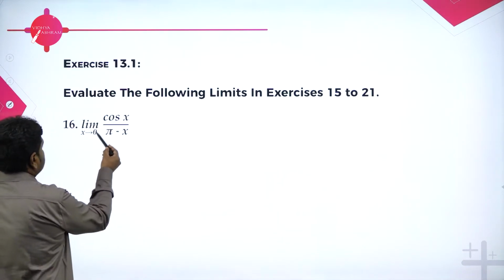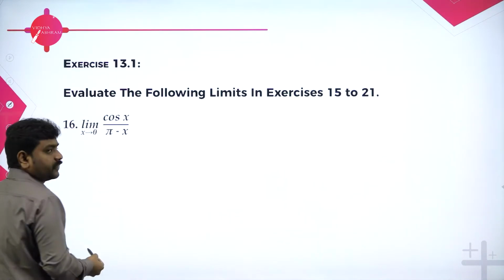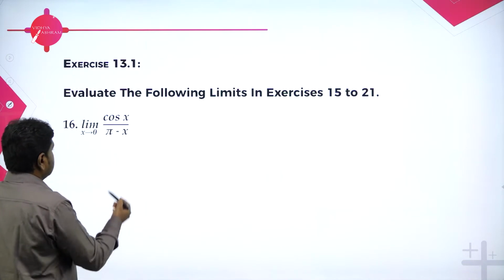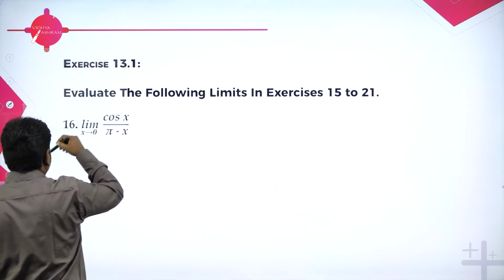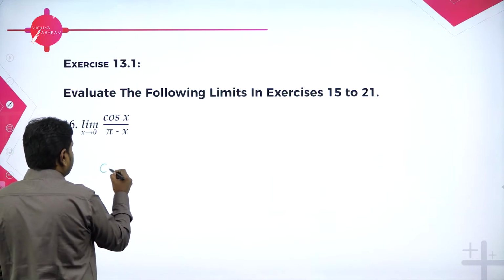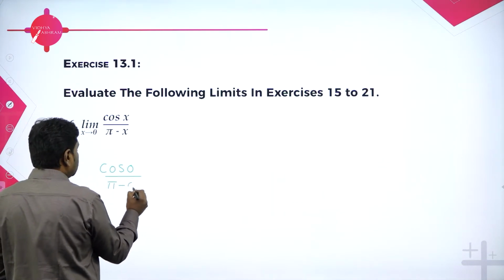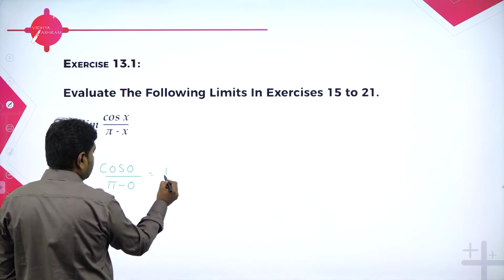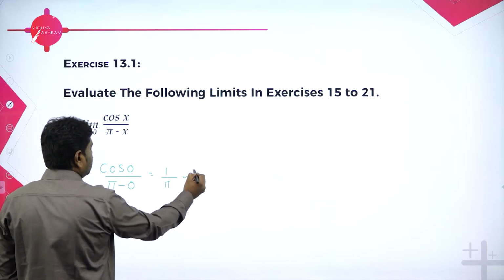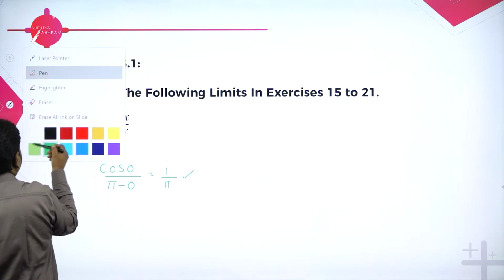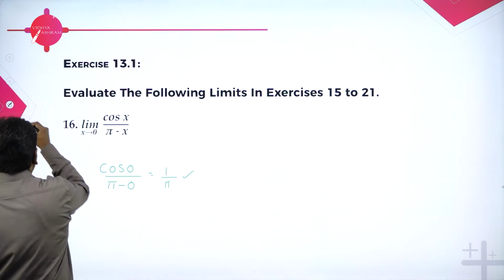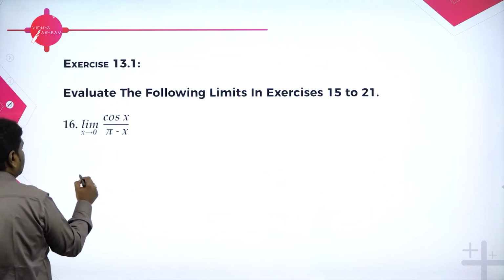Next, limit x tends to 0, cos x by pi minus x. Again, if you observe, suppose in the place of x, if I put 0, I'll get cos 0 divided by pi minus 0. All of you know cos 0 is 1, so 1 by pi. So directly I am getting it, so no need to simplify. So this is possible, so I can say directly limit you can apply.